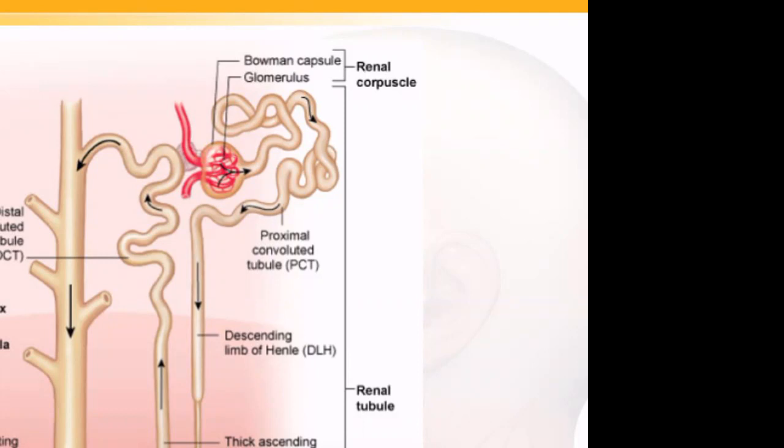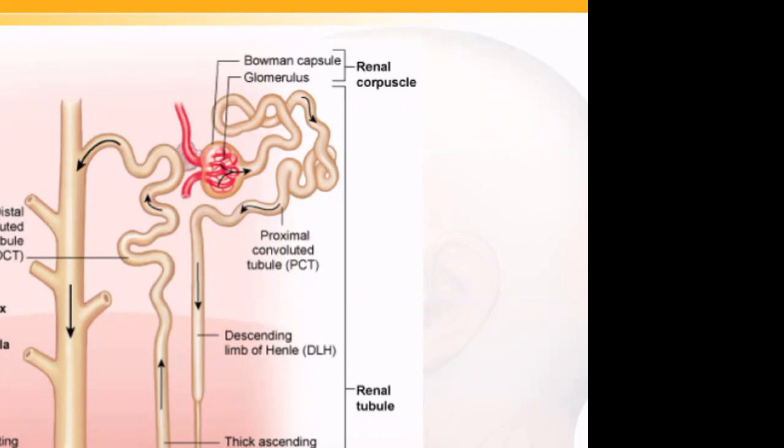And then it is convoluted. Convoluted means it has lots of twists and turns. So when you hear someone trying to make up a story about what they were doing and they're trying to not be honest with you, they will come up with a convoluted story. It has lots of twists and turns in it. And we know what the term proximal means. It means closer to the starting point. So here we have a tubule that's closer to the starting point, and it has lots of twists and turns.